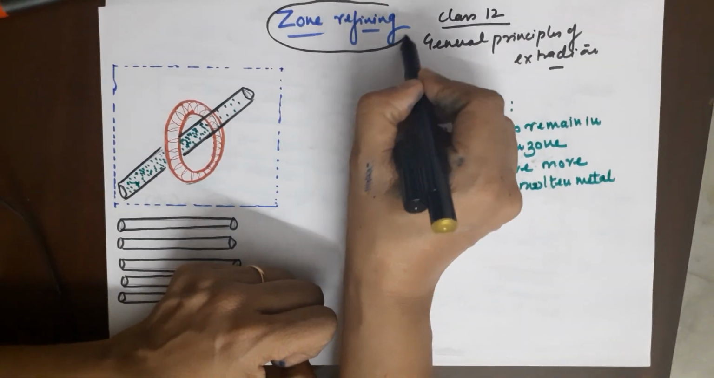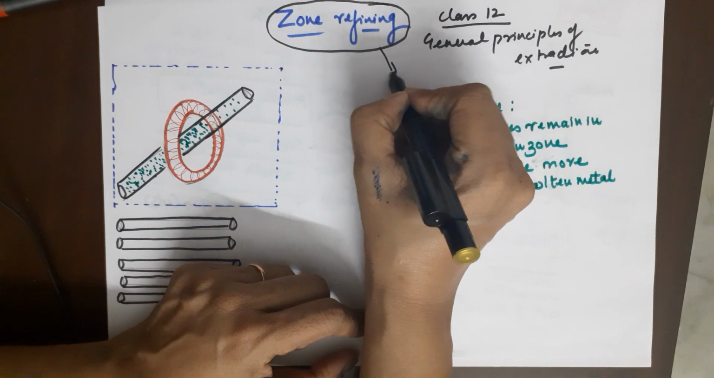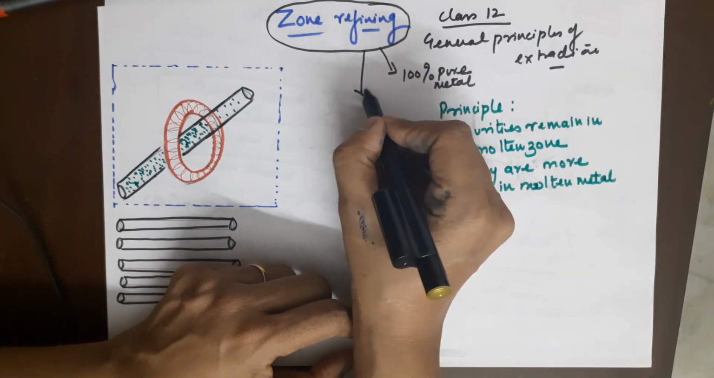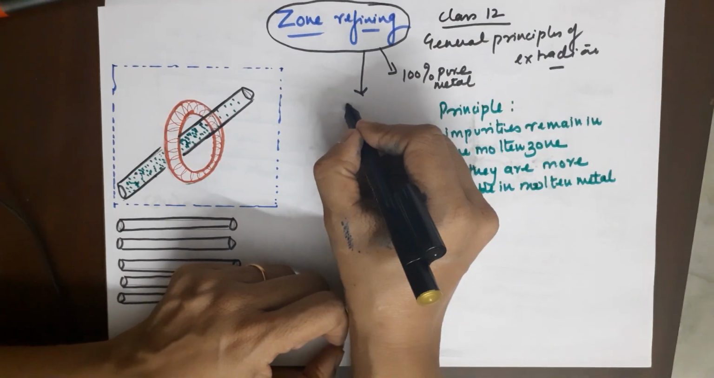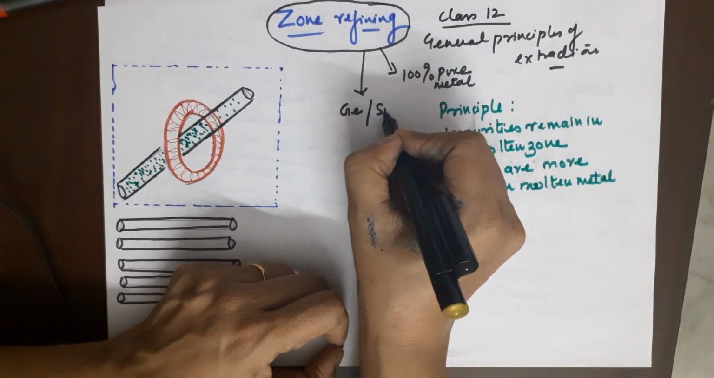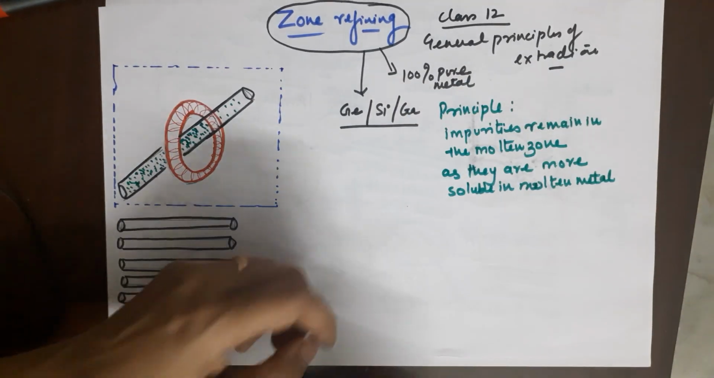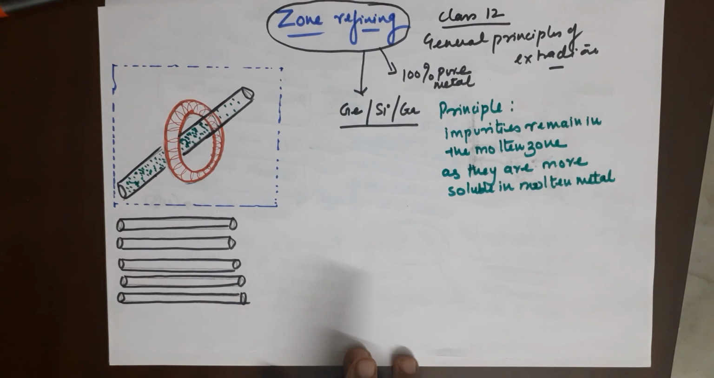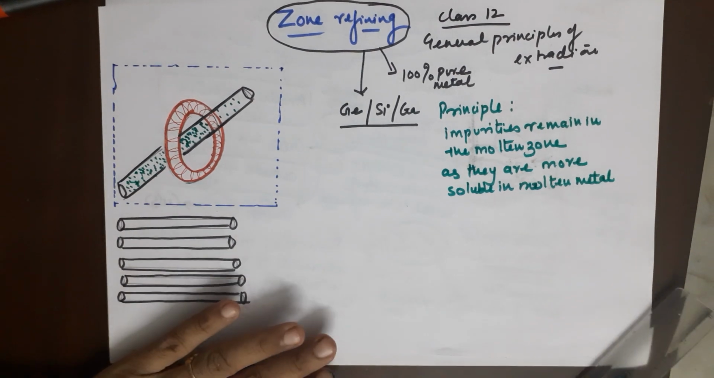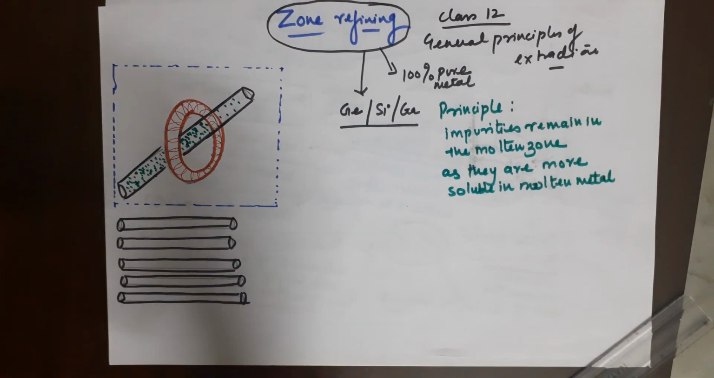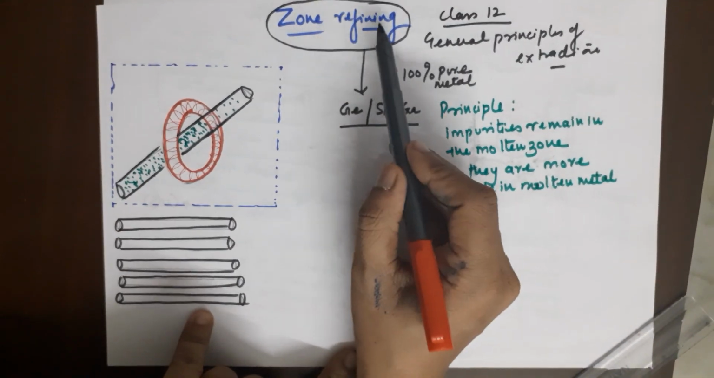Now, for your information, this particular refining technique is only used when you require 100% pure metal. Number two, it is only applicable for metals like germanium, silicon, and gallium. Since these are generally used in semiconductors, we require them in high purity. That's the reason we perform zone refining.